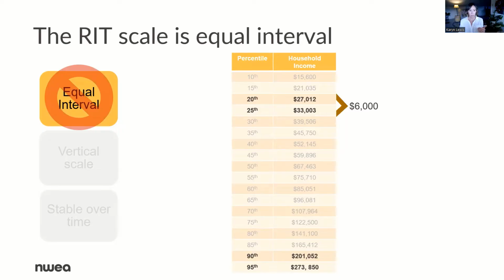A difference between the 20th and 25th percentiles is about $6,000 of annual income, whereas at the 90th, the difference between the 90th and the 95th percentile is $73,000 of difference in income. So if a politician suggests a tax break equivalent to a 5 percentile point increase in your household's annual income, that would mean very different things to you depending on where you were in the distribution.